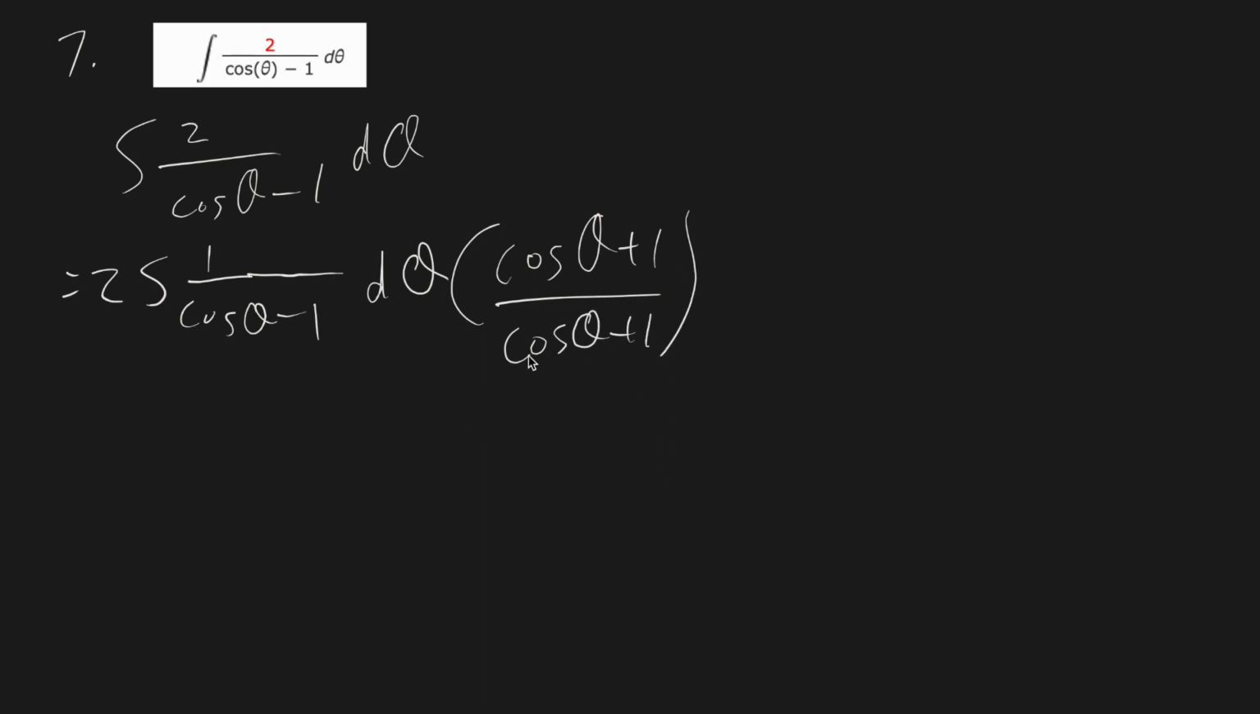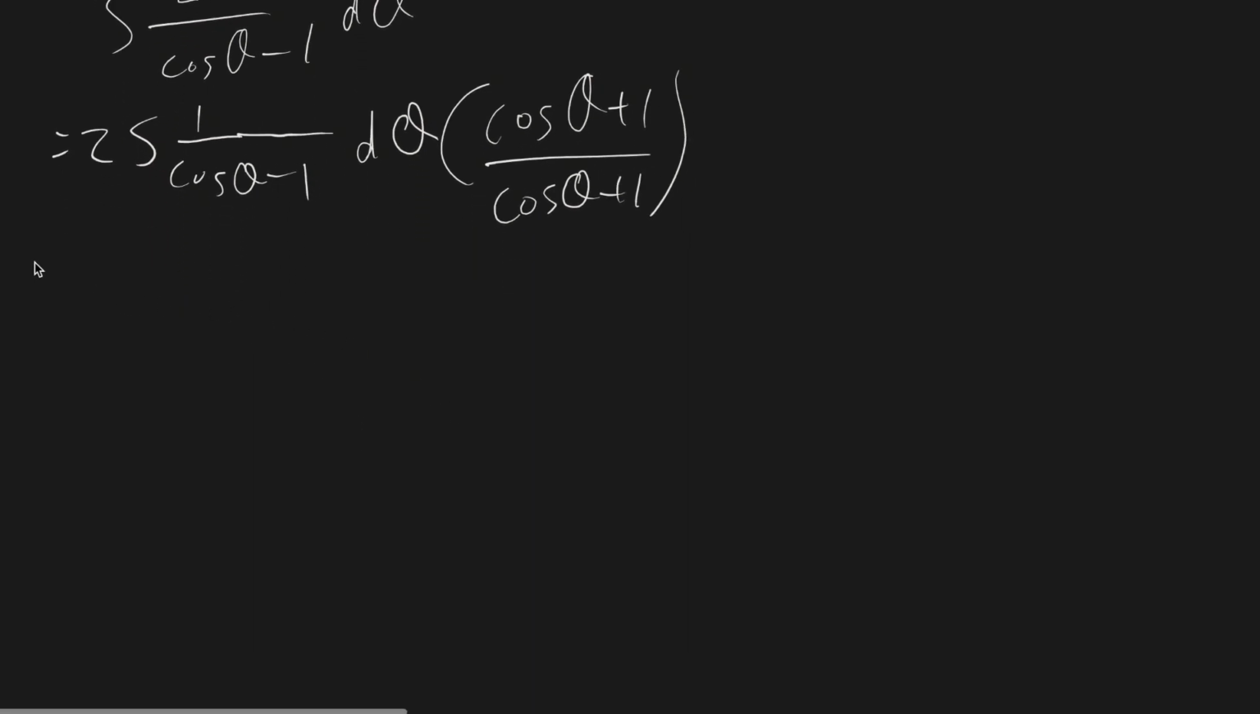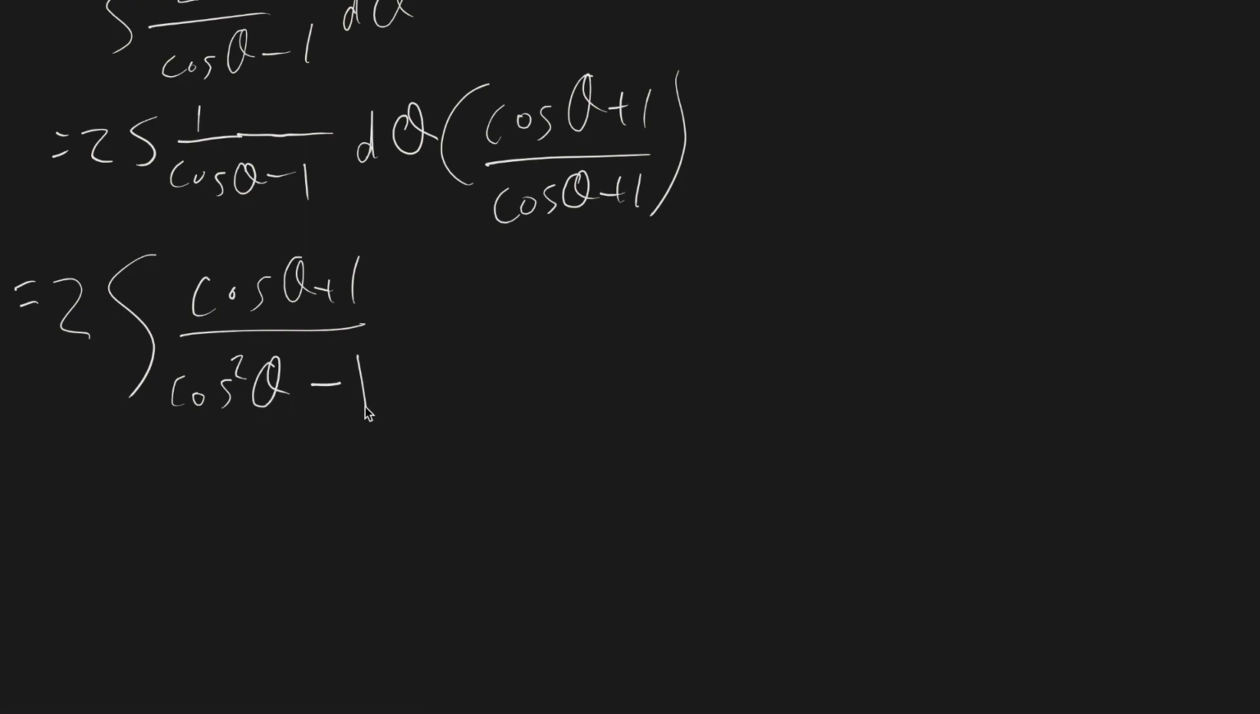This is just something that you need to remember when you see problems of this archetype. So now, when we multiply, we'll have cosine theta plus 1 in the numerator. So if you just did 1 times cosine theta plus 1, divided by cosine squared theta minus 1 in the denominator, when we multiply cosine theta minus 1 and cosine theta plus 1.